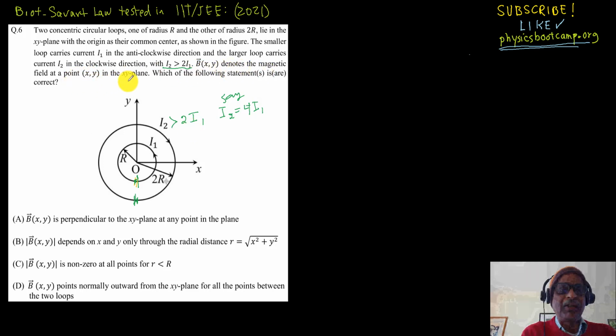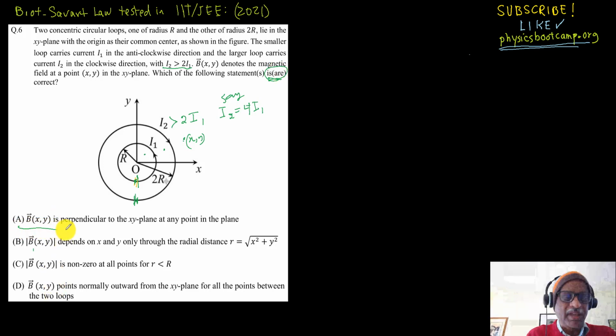Magnetic field at point xy. So xy is an arbitrary point. Could be here, could be here, could be here. Which of the following statements is or are correct? So these kinds of questions are pretty hard, because more than one could be right. If one is right and you got the right one, then you don't have to read the rest, right? But here you have to read every one of them.